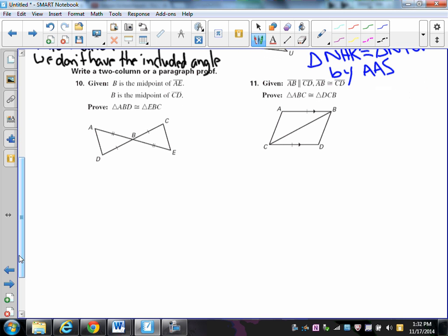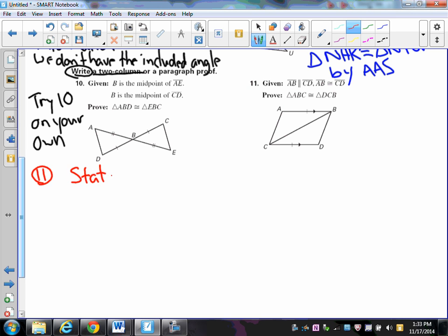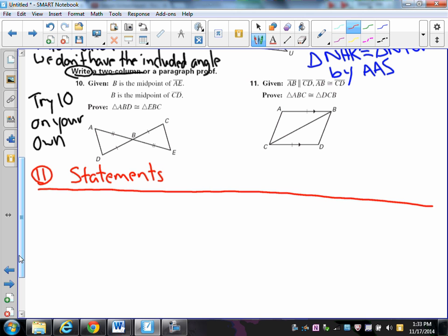So for numbers 10 and 11, we're told to write a 2-column or paragraph proof. We're going to write 2-column proofs primarily in this class. So try 10 on your own. We're going to do number 11. So for number 11, our 2 columns are our statements and our reasons.